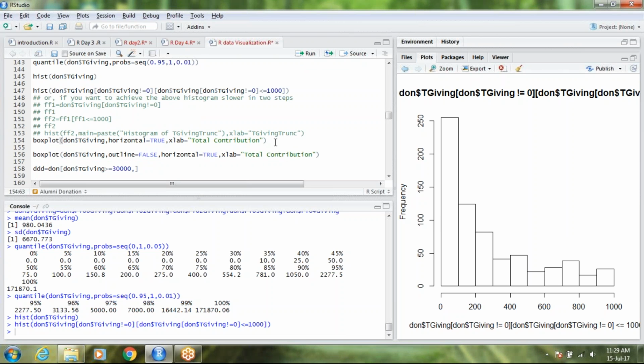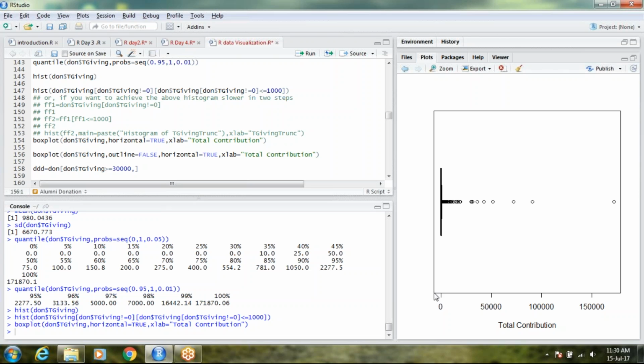So now let's make a box plot of... So we have already seen that there is quite a high outlier there. The 100th percentile comes at 1 lakh and the 99th at 16,000. So we are expected to have some good outliers in the box plot. So let's see.